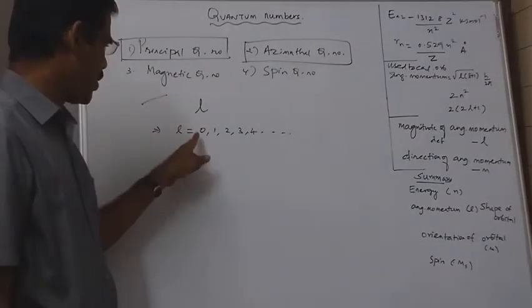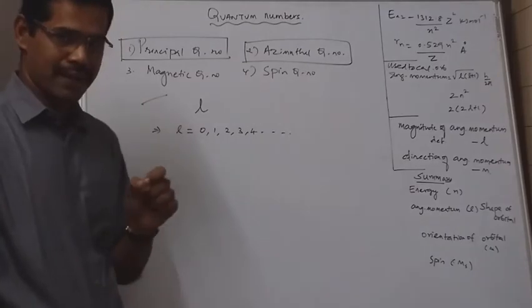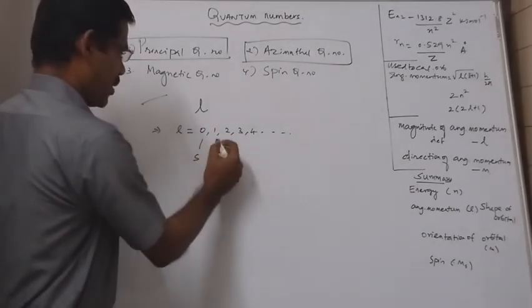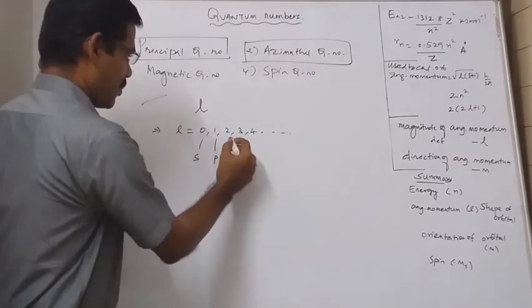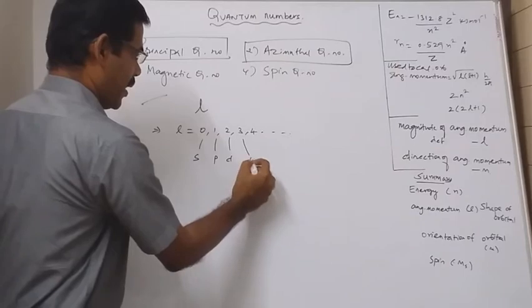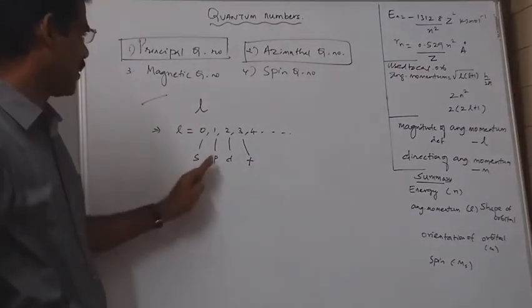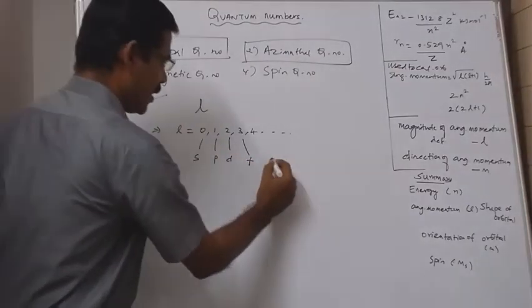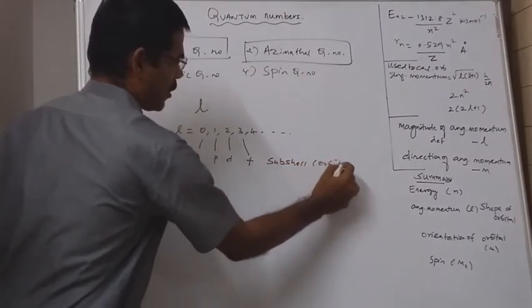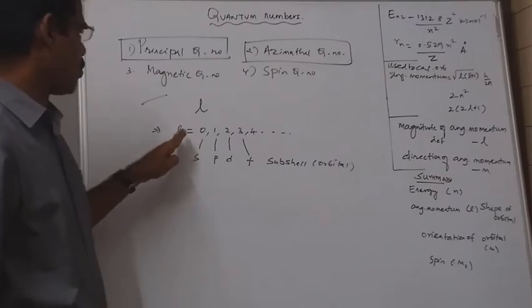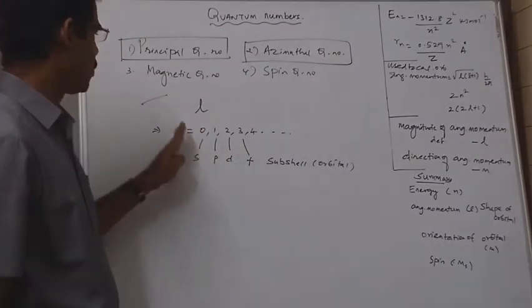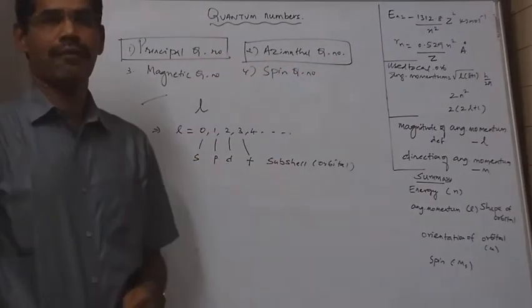They say each value of l represents a subshell. That is, 0 represents s subshell, 1 represents p subshell, 2 represents d subshell, 3 represents f subshell. It goes on like that. So s, p, d, f. So these are the subshells. In other words, I can say orbital. So each value of l corresponds to subshells according to this particular azimuthal quantum number value.